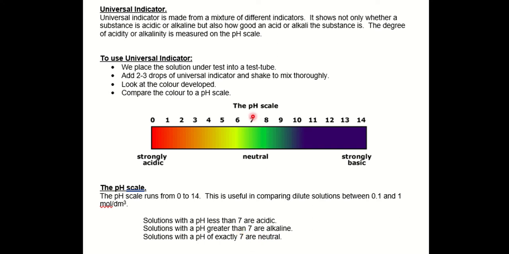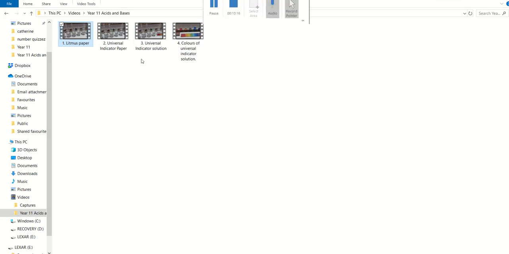So I always think, if you remember, 7 neutral, and then the further away you go from that, the stronger it becomes. And particularly when you get up to this end, 0, 1 or 2 strong acids, 12, 13, 14 strong alkalis, and then in between those are the weak acids and alkalis. So let's show you that in practice. So let's start off with a universal indicator solution.